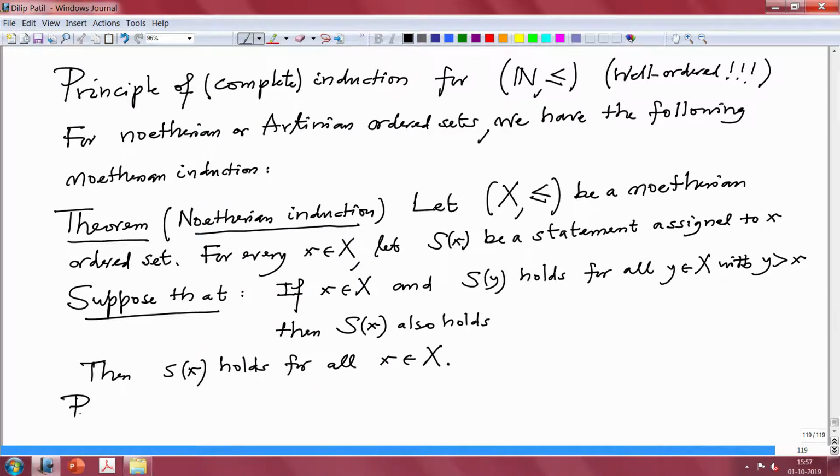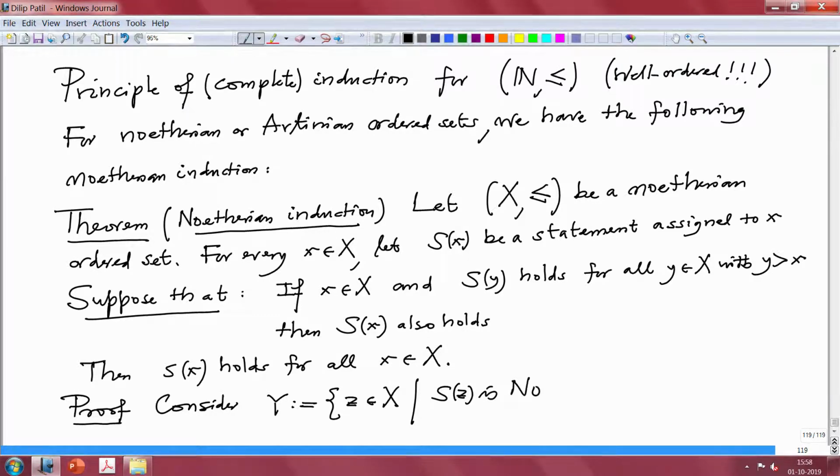Proof: consider Y, a subset of all those elements z in X such that S of z is not true, that means does not hold. This is a subset of X. And what do we want to prove? We want to prove Y is empty. That means S will hold for everybody. That is what our conclusion is.